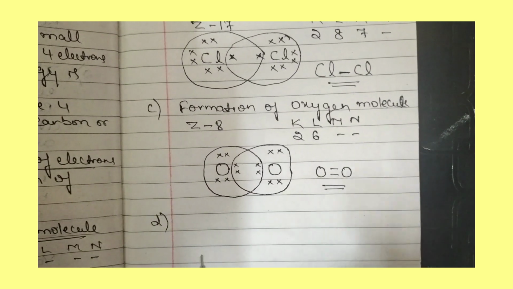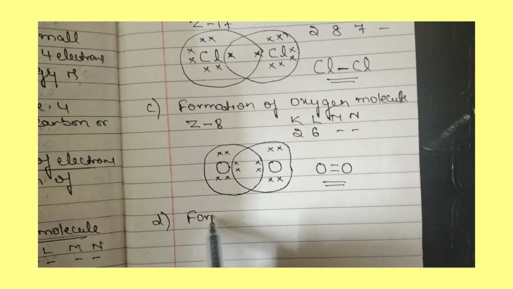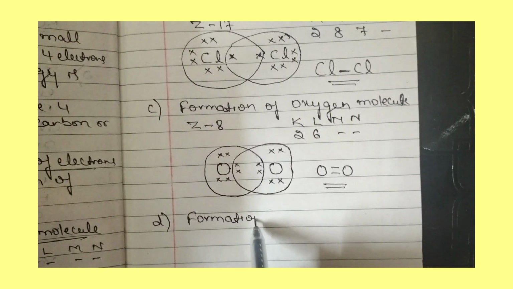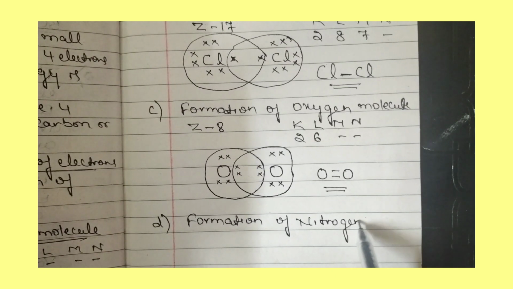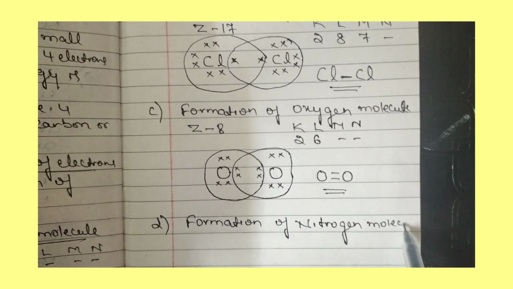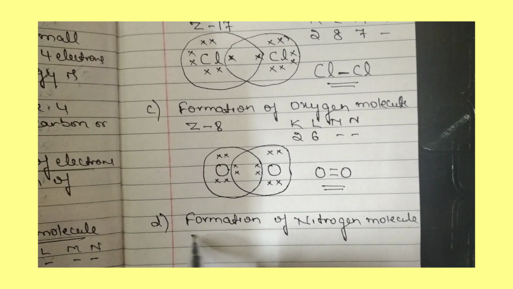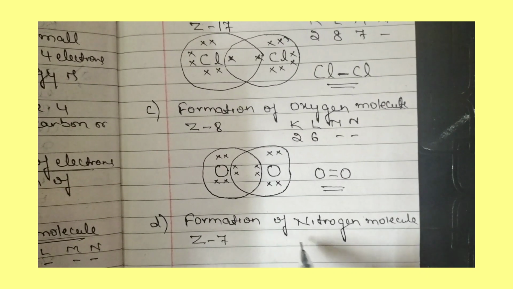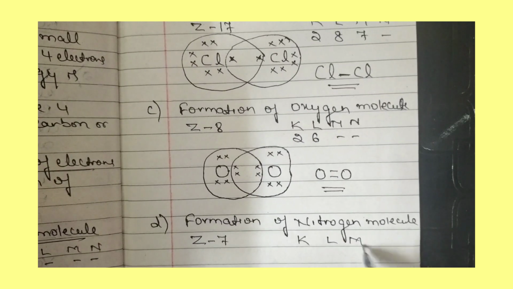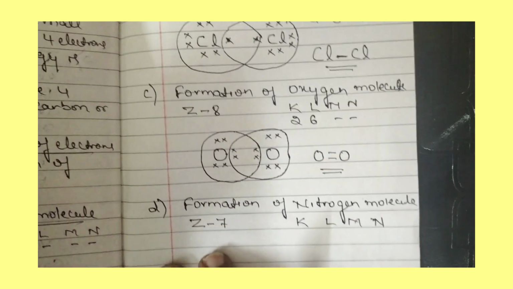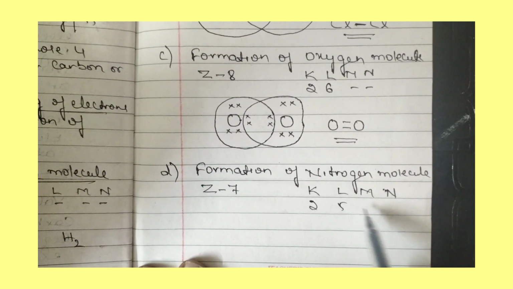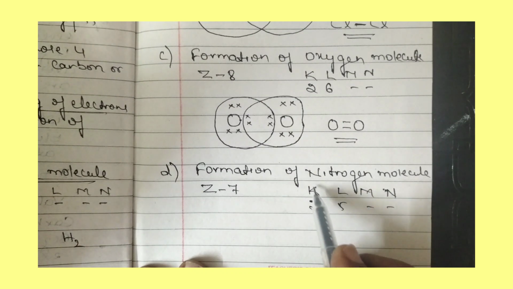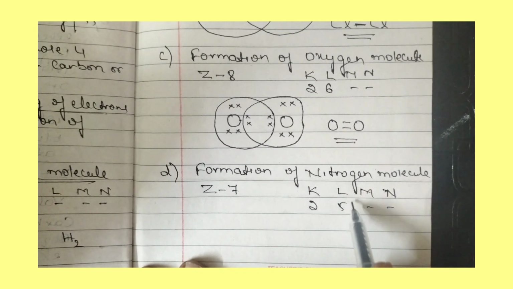So now let us move to the formation of nitrogen molecule. So how is the nitrogen molecule formed? The atomic number of nitrogen is 7. So the electronic configuration of nitrogen is 2, 5. So valence electron is 5. If L has to be completely filled, 3 more electrons are required.